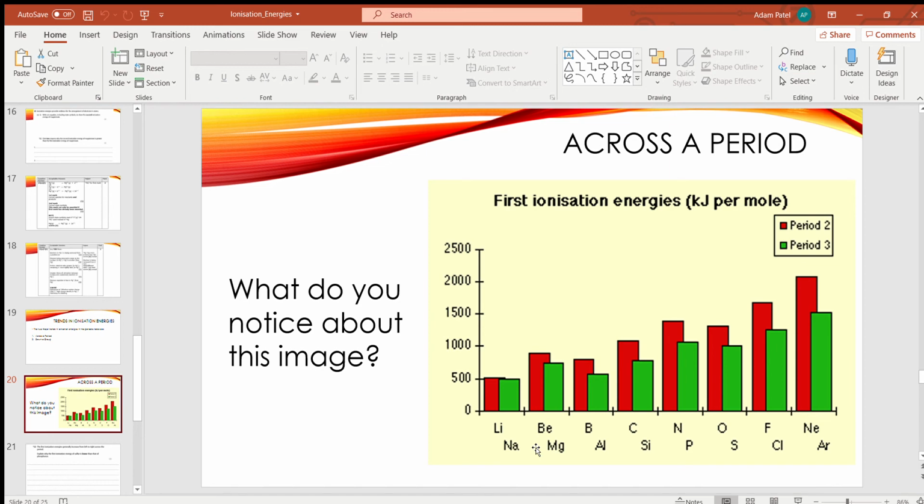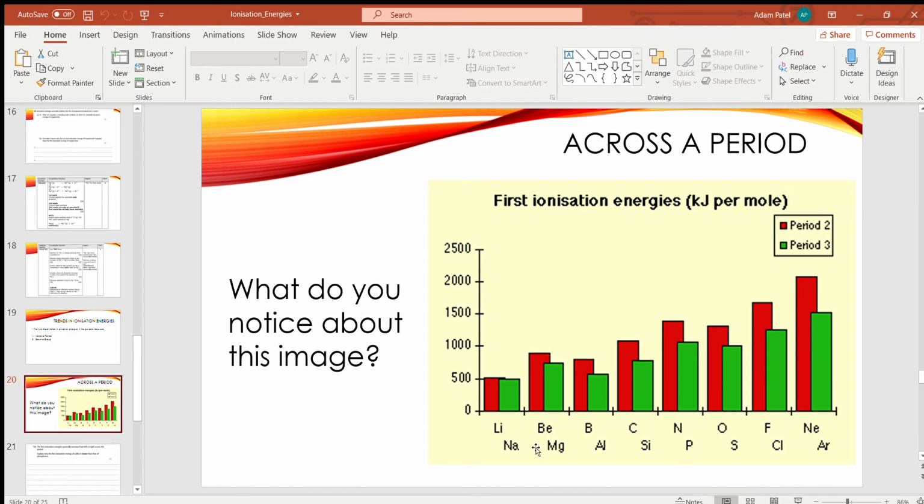The first exception is that boron and beryllium have two different subshells. Boron is 1s2, 2s2, and 2p1. Beryllium is 1s2, 2s2. So beryllium ends with s2, boron ends with p1. Remember, beryllium is in group 2, so it must be in the s block. And because boron lies in group 3, it must be in the p block.